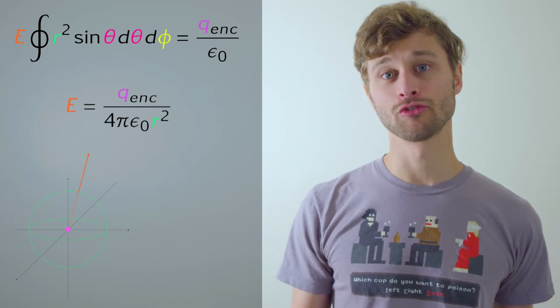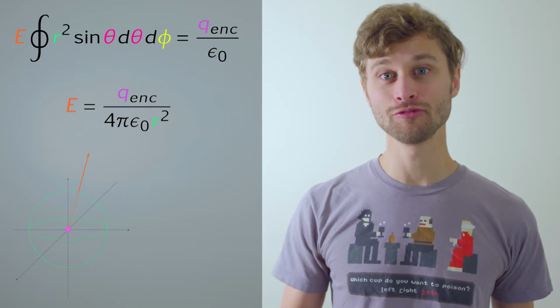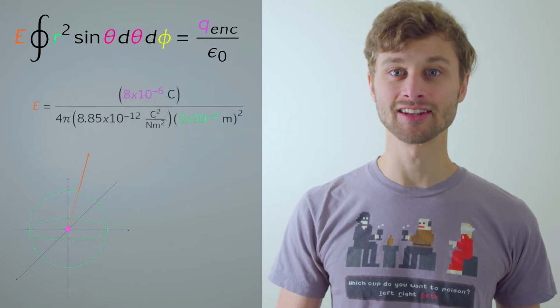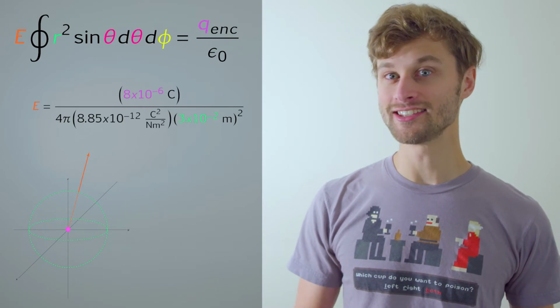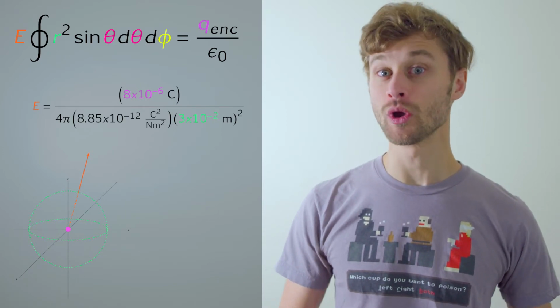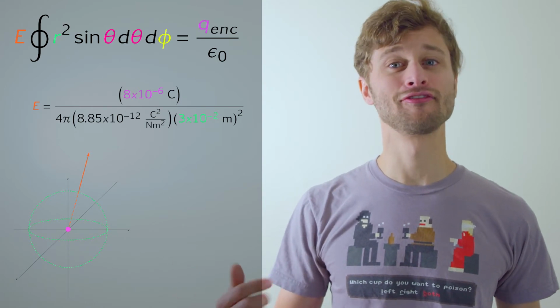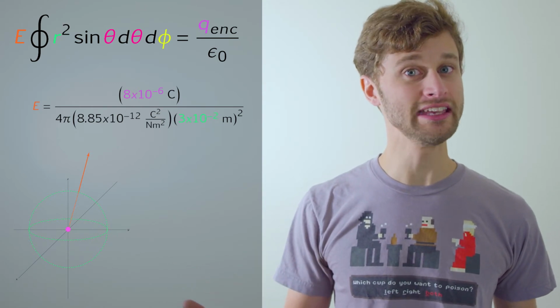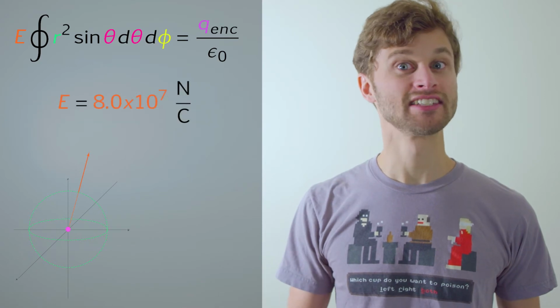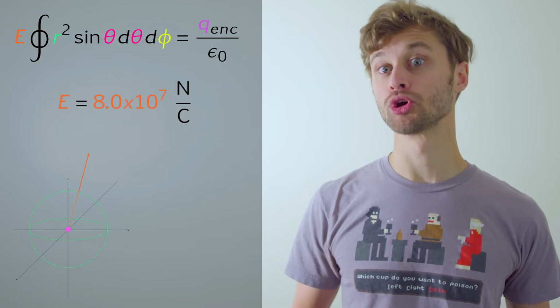Now let's plug in our values for Q enclosed and R. We know that Q enclosed is equal to 8 times 10 to the negative 6 coulombs, and R is equal to 3 times 10 to the negative 2 meters. Plugging all that in, doing a little bit of math, we find that our final answer for our electric field is 8 times 10 to the 7 newtons per coulomb.